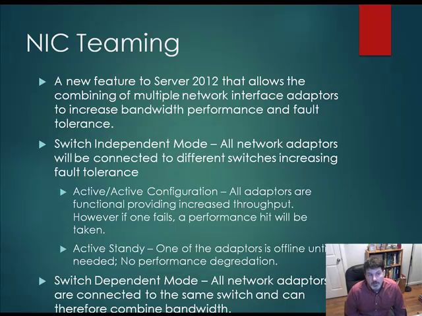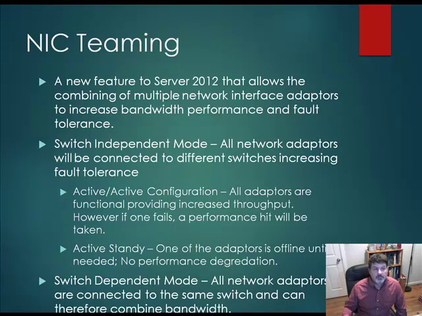Switch independent mode. This is where all the network adapters will be connected with different switches, and that will give us a certain level of fault tolerance for that device. So if one of those switches goes down, we know that the other switch should pick up the slack and still have connectivity for the device, and therefore our users will remain satisfied with us because they haven't lost their data or connectivity to the server. There are two configurations available in switch independent mode.